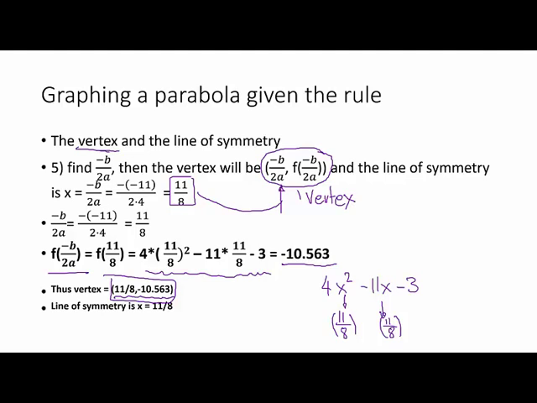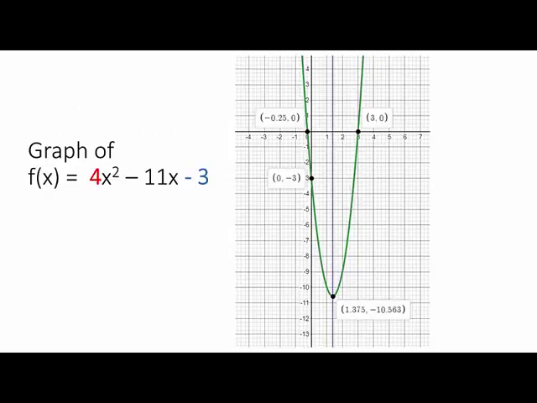As you can see right here, we have the x-intercepts, negative 0.25, that is negative 1/4, 0, and 3, 0, the y-intercept 0, negative 3, and the vertex 1.375, that is nothing else than 11/8, negative 10.563. And I'm ready to graph it. The parabola opens up, and the line of symmetry is x equals 11/8, or x equals 1.375.